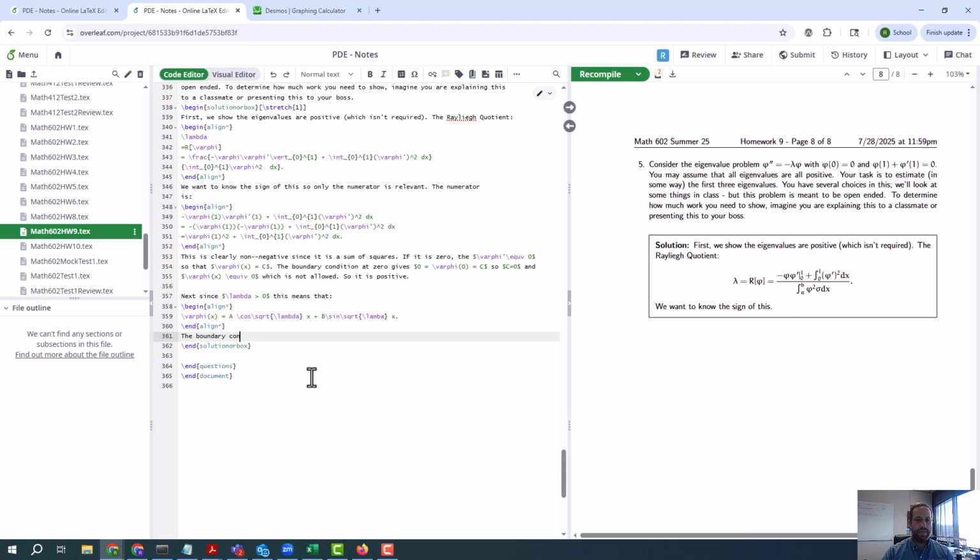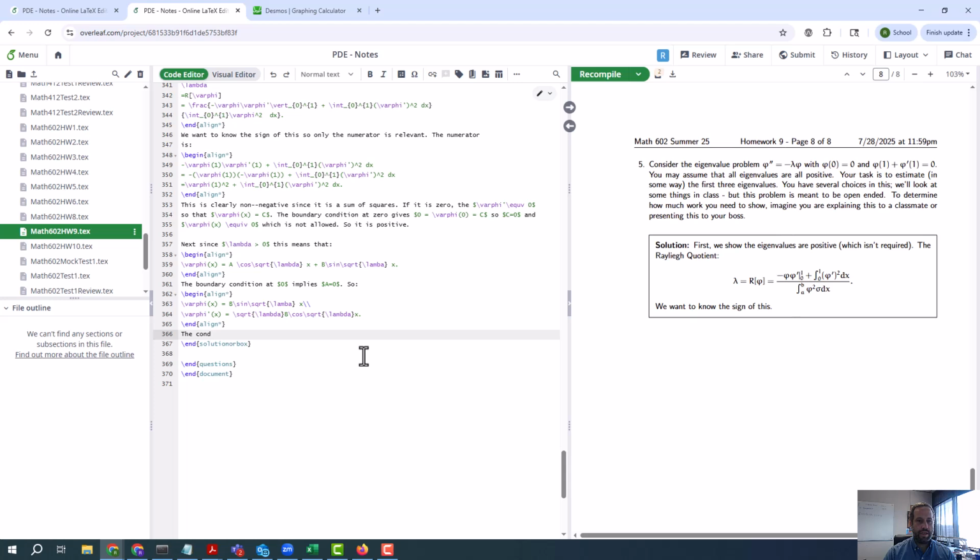The boundary condition at 0. Well, what's going to happen if you plug in x is equal to 0? This term goes away, and you're just left with that term. In fact, you're just left with a implies a equals 0. So we're just left with the sine term, and now I'll do the derivative. This is equal to square root lambda b cosine square root lambda x.